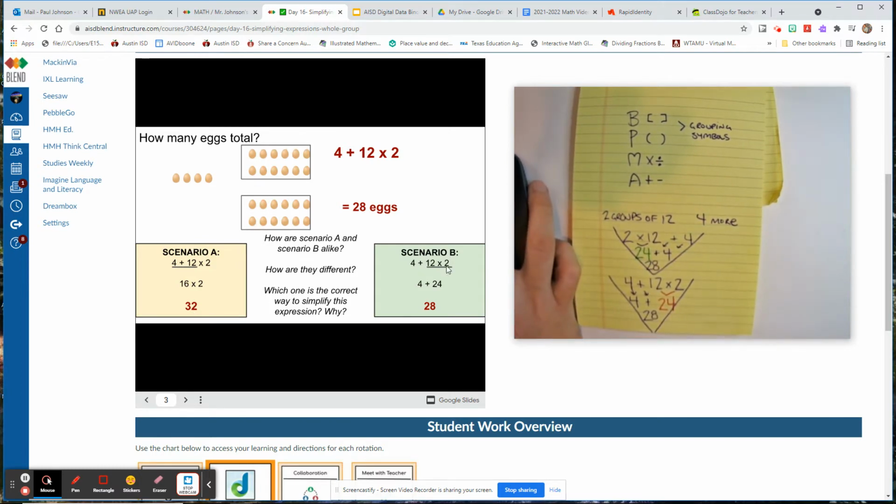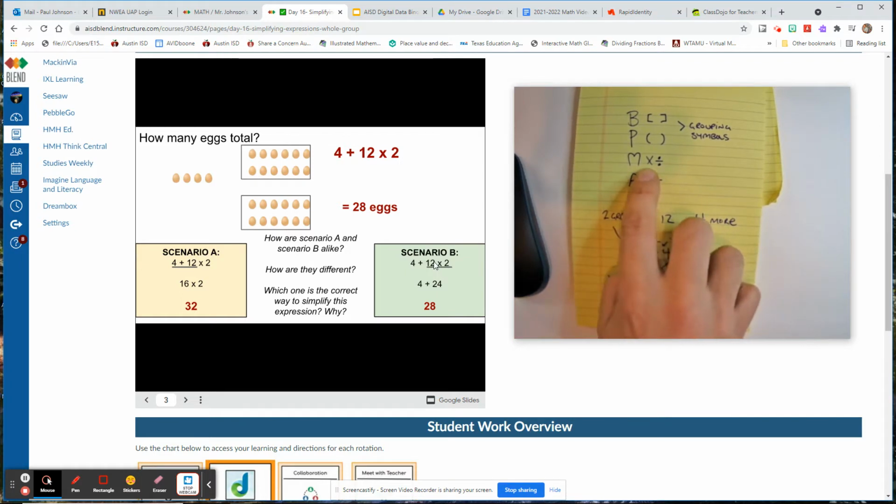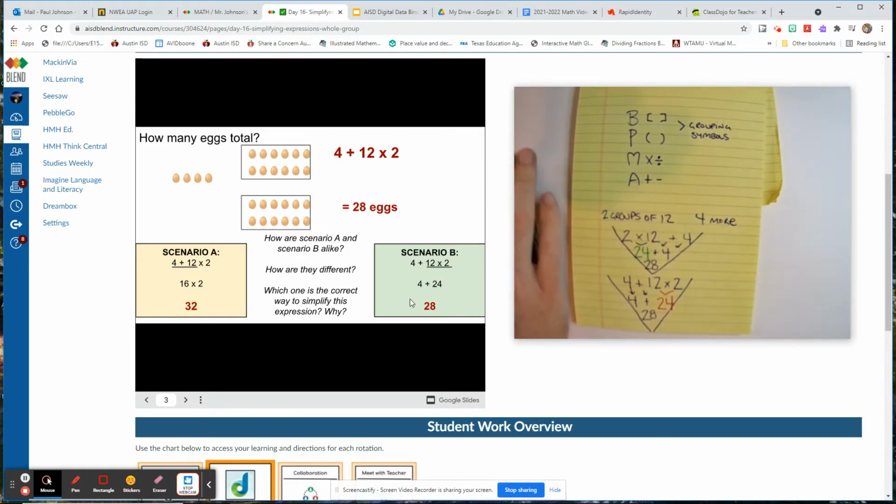Now, this person remembered that you multiply and divide before you add and subtract. So what they did is they multiplied 12 times 2 and got 24 and were able to add 4 plus 24, which gave them the correct answer of 28. So you can see how if you don't follow the order of operations, you can get an answer that doesn't match the situation. All right. Once again, this is why the order of operations is important, because then we get the same answer every time.